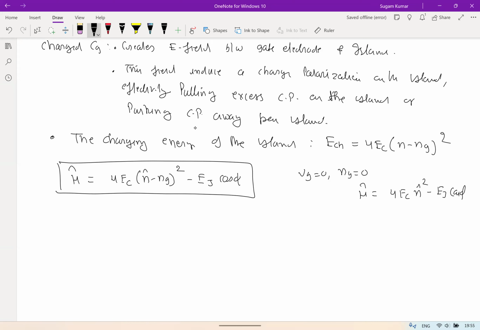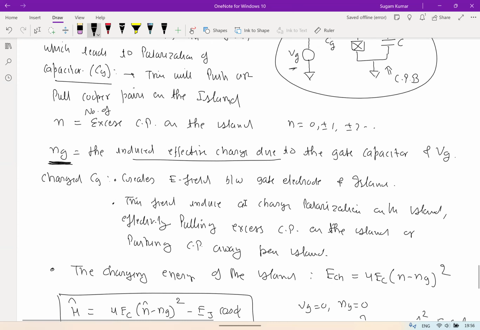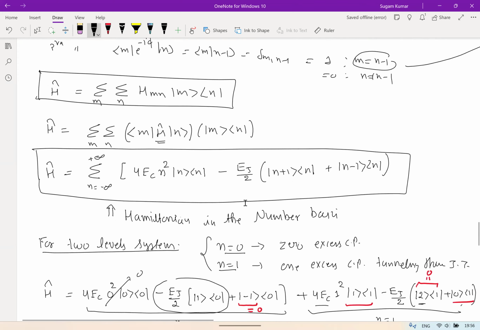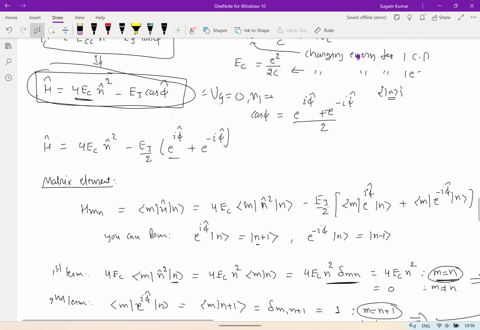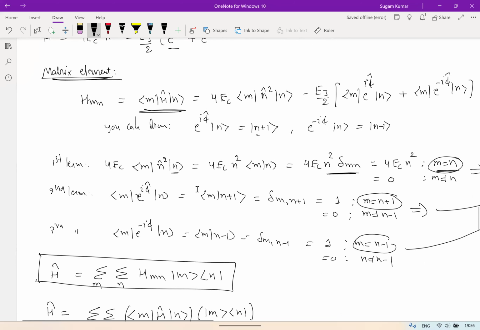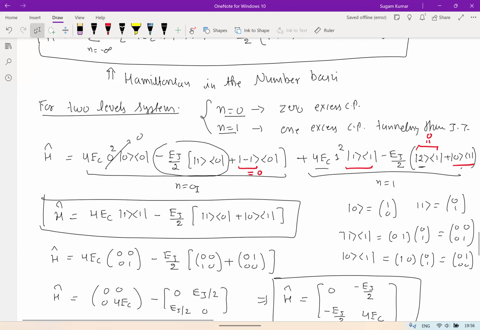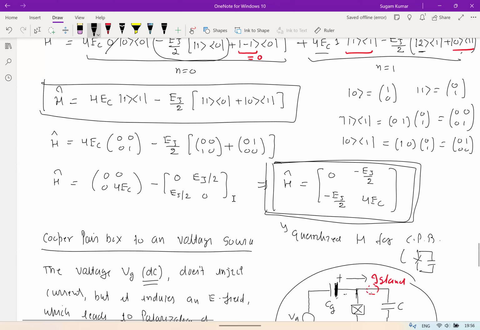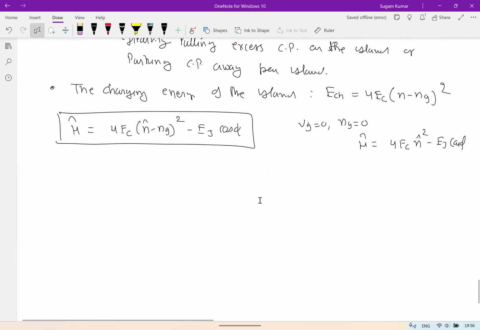Is this clear up till here? Then the rest will be very simple. Look at here. If you recall, what I did, I wrote down this Hamiltonian for the system when the VG was not there. And then I solved the matrix element by this method and I calculated the matrix of the Hamiltonian. The same procedure I will do here also. I have now this Hamiltonian, okay? I will find the matrix element, but I will not do the mathematics now.